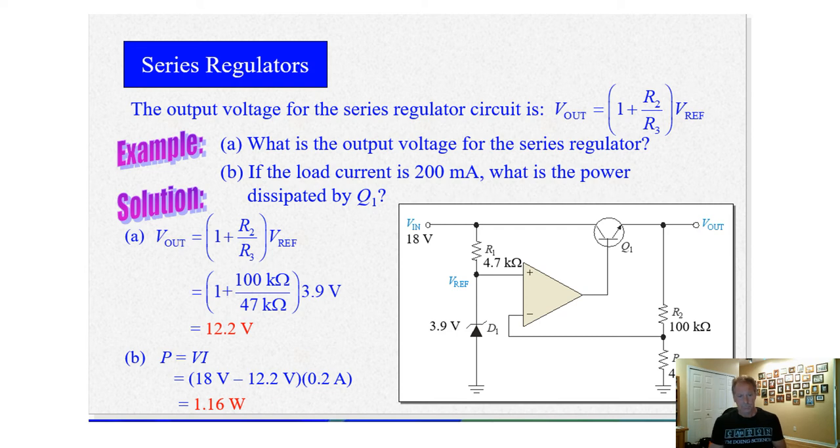This is 18 volts on the input, but it doesn't really matter. As long as you have enough voltage to supply the transistor and the whole circuit, your output's going to be 12.2 volts. Now, there's a certain power being dropped across this transistor. What is it? 18 volts minus 12.2 times 0.2 amps. This is if you have a load current of 200 milliamps. And so it's 1.16 watts. Not too much, but it will get warm.